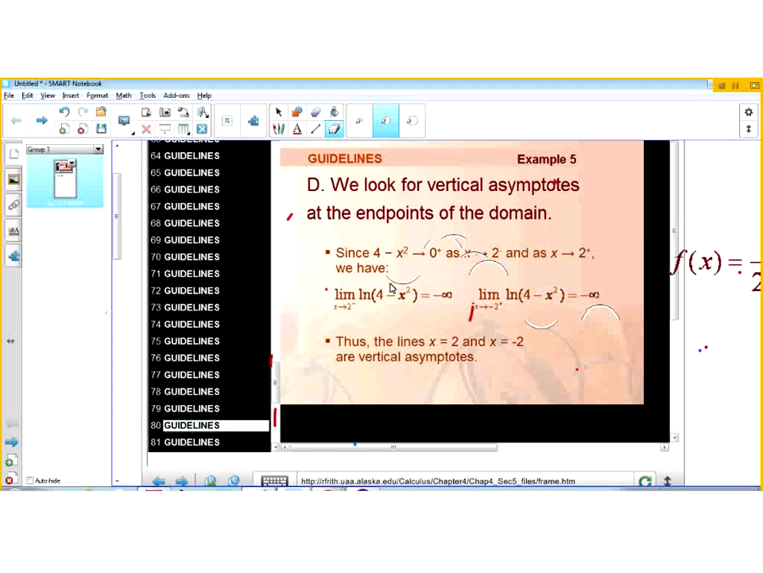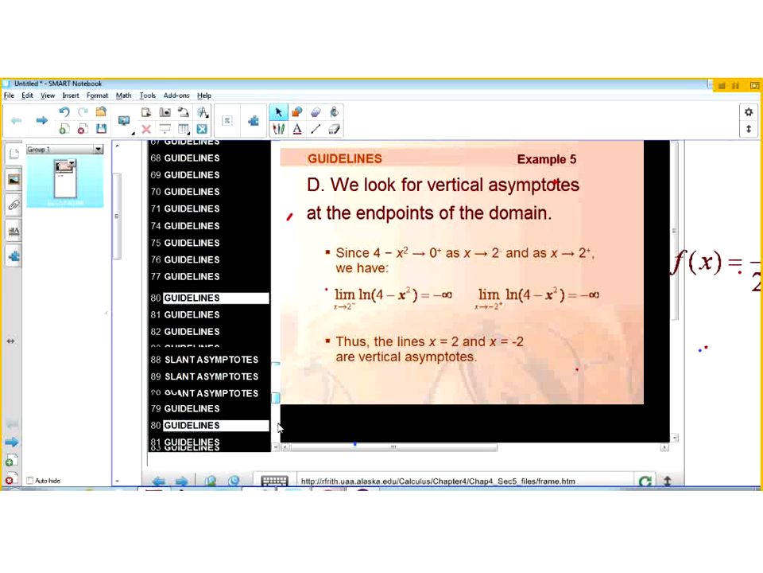Look for vertical asymptotes at the endpoints of the domain. 4 minus x squared approaches 0 from the right as x approaches 2 from the left. And as x approaches 2 from the right, we have these two limits. So in either case, the output goes to negative infinity as x approaches 2 from the left, or x approaches negative 2 from the right. So the lines x equals 2 and x equals negative 2 are vertical asymptotes. This is from algebra, basically.